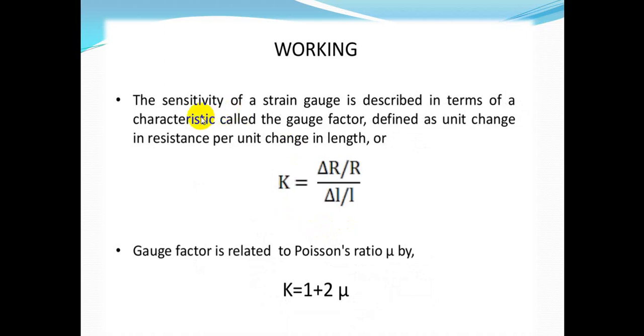One more parameter is the sensitivity of the strain gauge, which is described using the gauge factor. What is the gauge factor? It is the fractional change in resistance to the fractional change in length, delta R by R divided by delta L by L. This ratio is called the gauge factor, which is the sensitivity of the strain gauge sensor. The gauge factor is also related to the Poisson ratio, mu, which is the ratio of lateral strain to longitudinal strain. The gauge factor K equals 1 plus 2 mu.